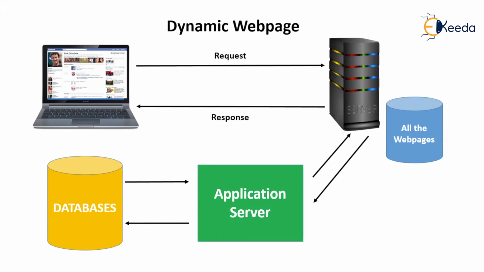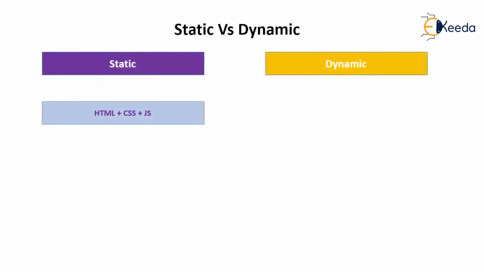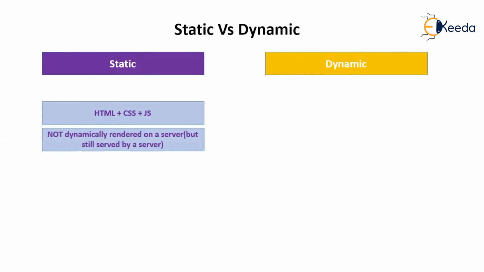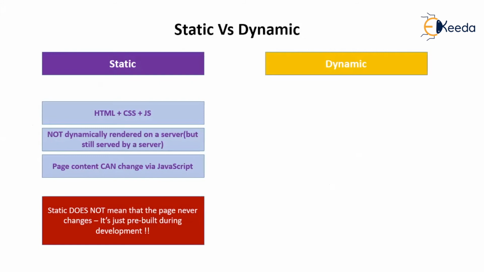So in short, if I say what is static and what is dynamic web page, it's nothing but static is a page which is already developed and it is developed using HTML, CSS and JS. Static web page is not dynamically rendered on a server but is still served by a server. Page content can change by a JavaScript. Static doesn't mean that the page never changes. It is just pre-built during development. So the web page is already developed. It is already developed and kept in the disk server. You have to just request for it and it will quickly take it out and send you as a response.